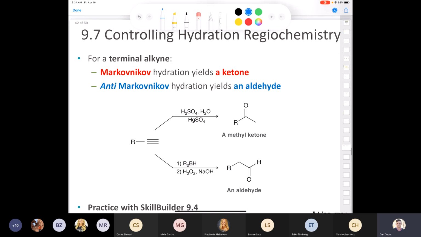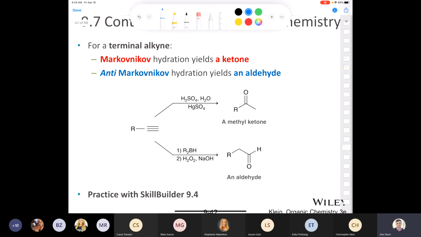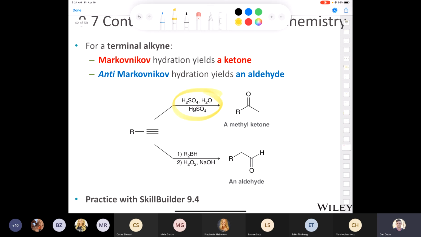Well, if we summarize what we've learned in section 9.7, it's this. If we have a terminal alkyne and we treat it with sulfuric acid, water, and mercuric sulfate, we do a Markovnikov addition of water, which forms an enol. Now, the enol isn't drawn on here. I just can't help myself but to draw the enol just for fun. And then the enol undergoes a tautomerization to give you a ketone. I'll just leave it here in the square brackets, okay?